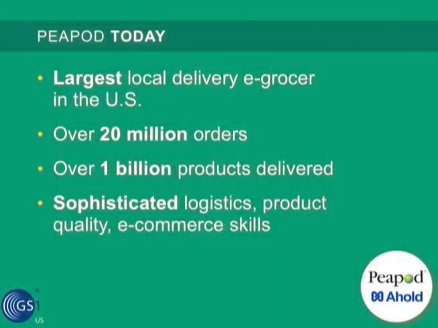To date, we've delivered 20 million orders, 1 billion products. Those are good boxcar numbers. But the most important thing are the logistics, the product quality, and all the e-commerce skills that we've developed along the way. The technology is important, but what's most important is that the ice cream shows up at your door frozen, the bread isn't crushed, the bananas are green if you ordered green bananas, and that takes a lot of logistical skills, as you might imagine, and that's where we're at today.